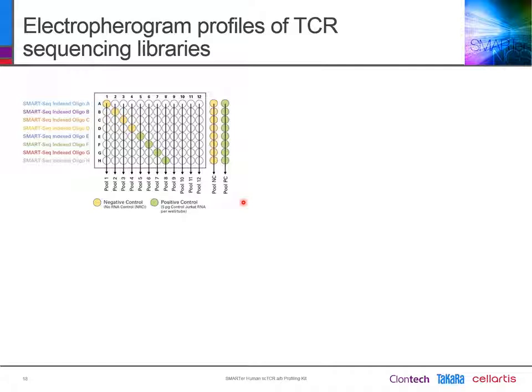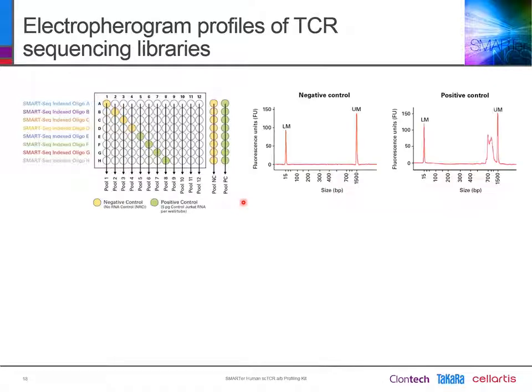And then to validate the libraries at the end of the workflow, we run the Bioanalyzer. What we would expect to see in the negative and the positive controls is something that looks like this. The negative control should be completely flat, so there's no yield, there's no template, so we shouldn't be seeing any amplification. In the positive control, we see this nice dual peak, sort of around 700 to 900, 1,000 base pairs. And this corresponds to the beta and the alpha chain of the TCR.